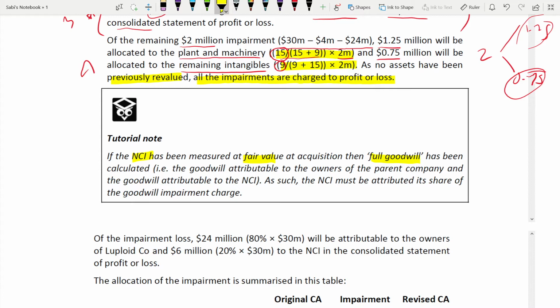The goodwill attributable to the owners of the parent and the goodwill attributable to the NCI together. As such, NCI must be attributed its share of goodwill impairment charge. So because it's together, whatever goodwill you calculate, NCI must be attributed. You have to now do an extra working here. What is that extra working? You have to find out how much is the NCI share for the goodwill impairment. Because that goodwill, when you calculated that 24 million, includes both NCI and the parent's goodwill, because using fair value means full goodwill method.